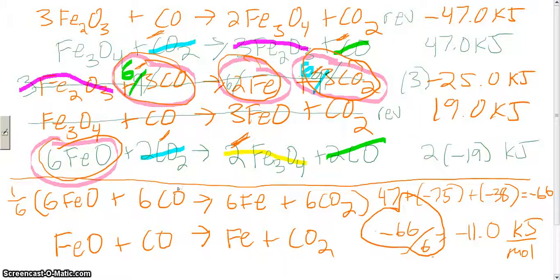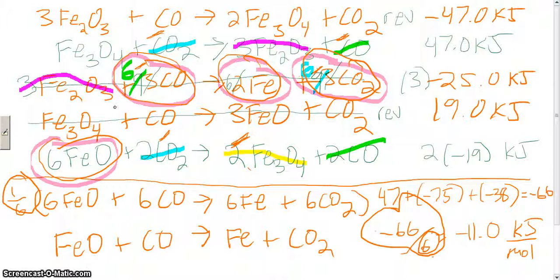And for our overall reaction, we got 6 FeO plus 6 CO yields 6 Fe plus 6 CO2. And then all we had to do was take 1/6 of that. So we added up the individual enthalpies, which was negative 47 plus negative 75 plus negative 38, gives us negative 66, and that's how we divided it by 6 as well.